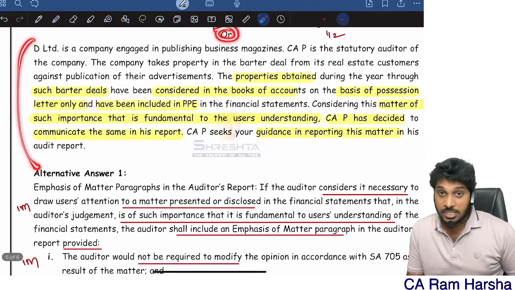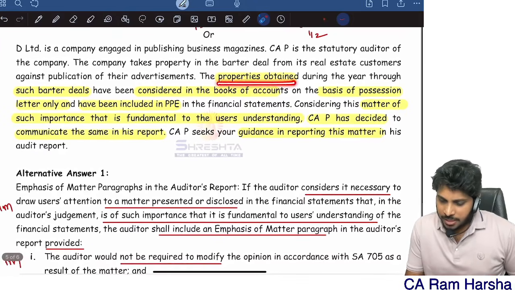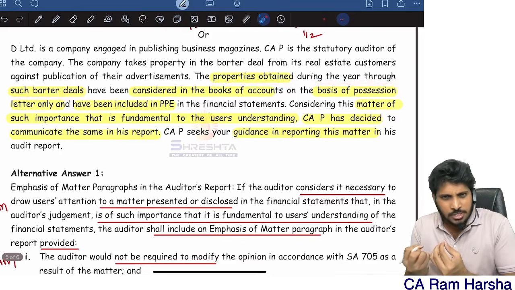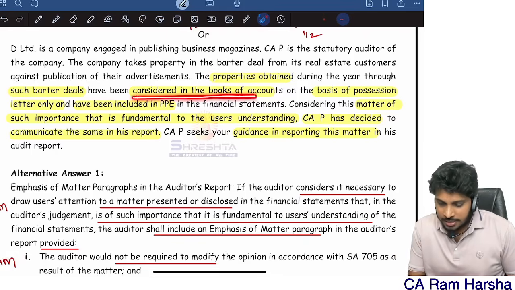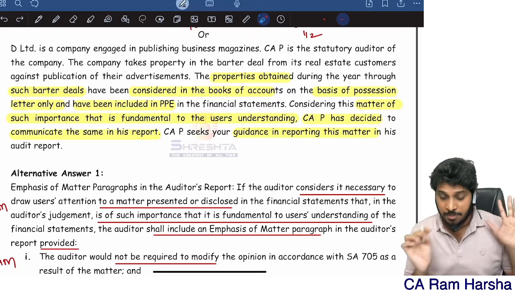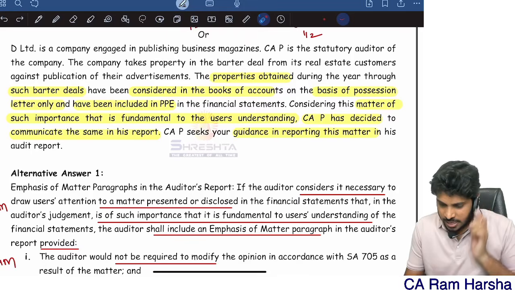Alternative choice question is this. Another choice question. Properties obtained during the year through barter deals. The company has bought some properties through barter, considered in books of accounts on the basis of possession letter only. Title deeds are not there, only the possession letter; they considered it in PPE. They have included it in PPE.